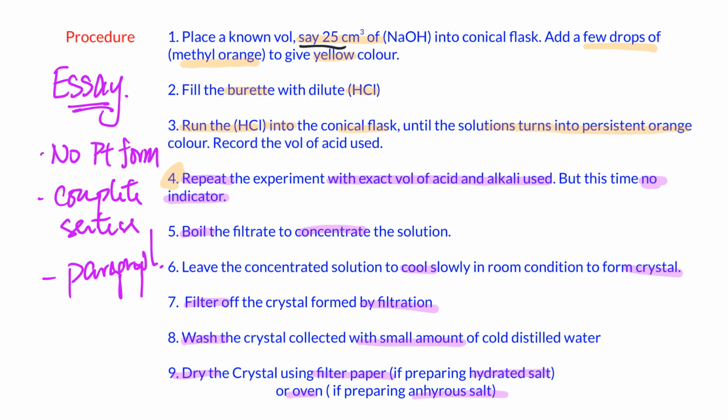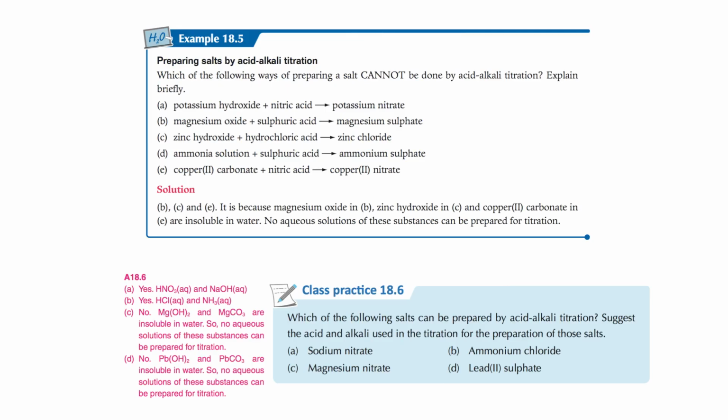Okay, so do remember, when you revise this chapter, you have to know how to write the procedures for preparing sodium chloride salts. So examples, preparing salt by acid-alkaline. Which of the following ways of preparing a salt cannot be done by titration? Remember, titration is only for the salts which have Na+, K+, and also NH4+.